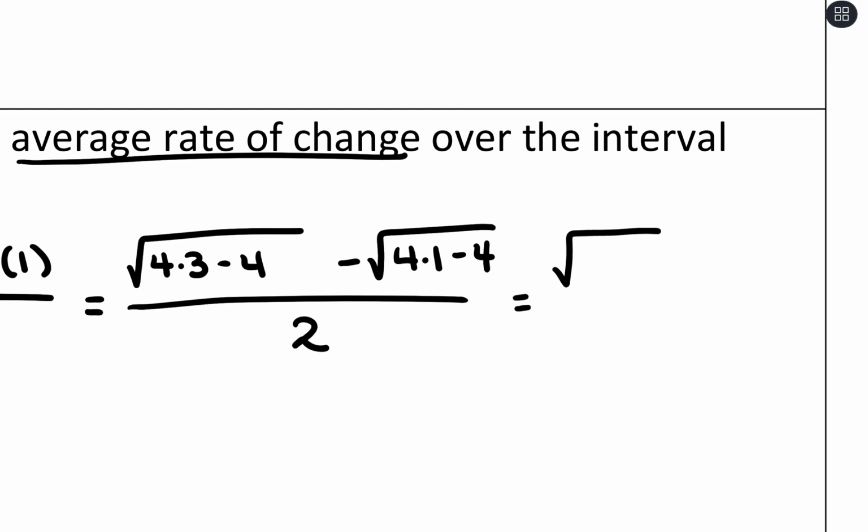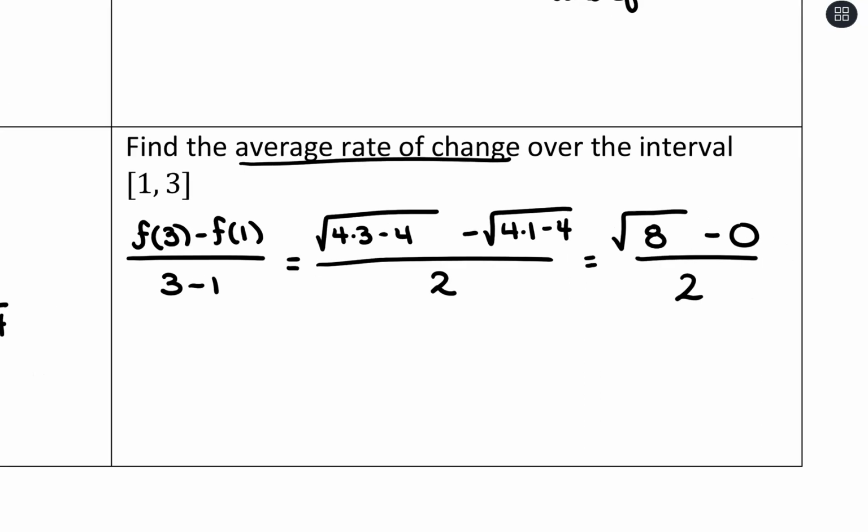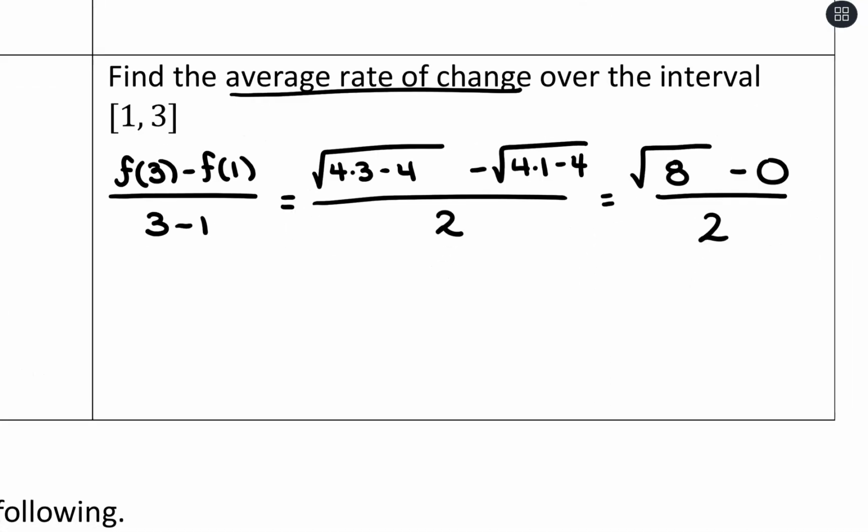So square root of 12 minus 4 is an 8, minus the square root of 4 minus 4, which is a 0. And simplifying that down, we're going to simplify our square root of 8, so that's the same thing as the square root of 4 times 2. So we'll have a 2 root 2 minus 0, we can get rid of that, divided by 2. Cancel those 2's outside of the radical, and we're going to be left with root 2 for our average rate of change.